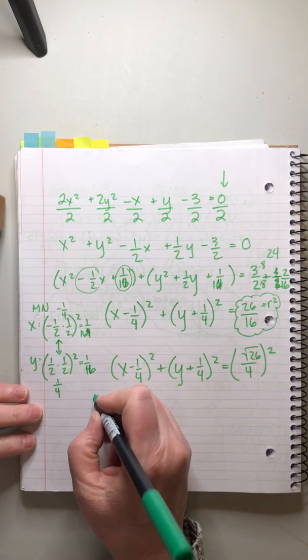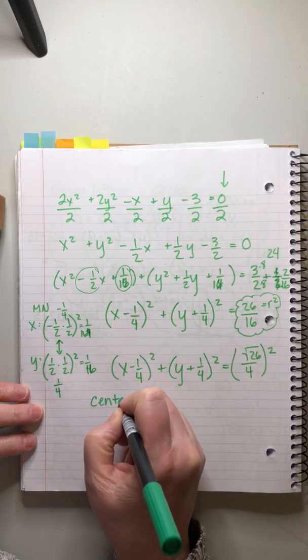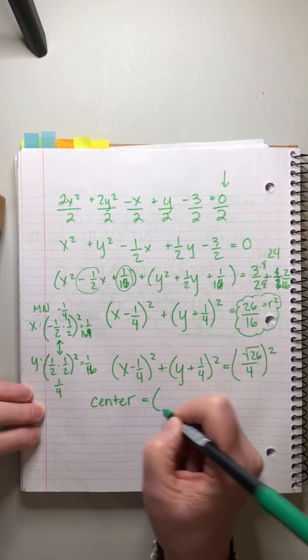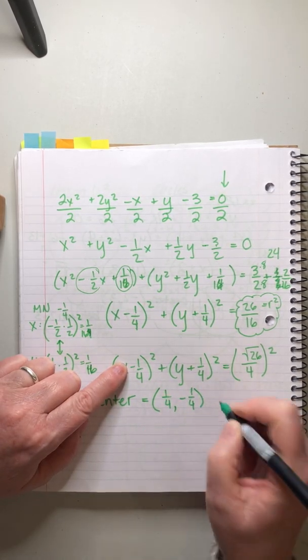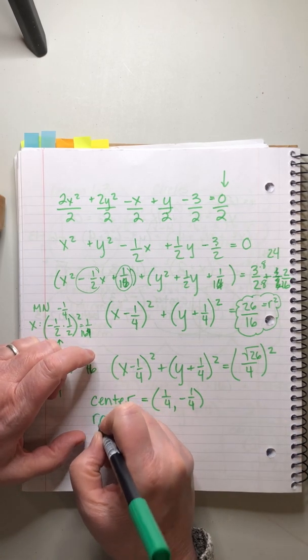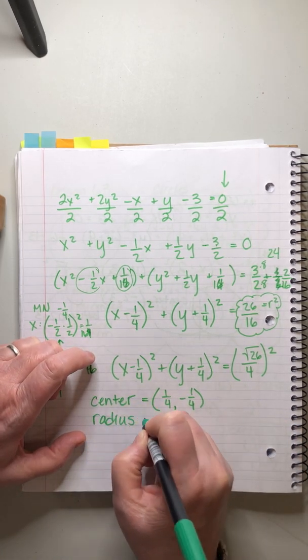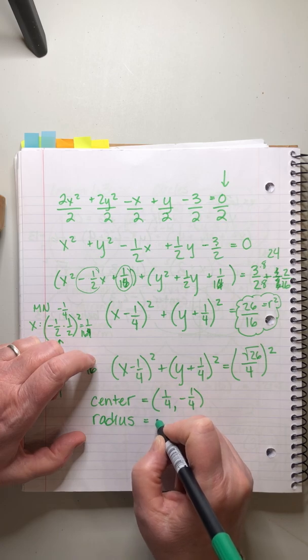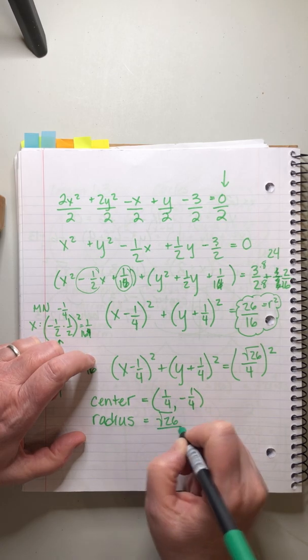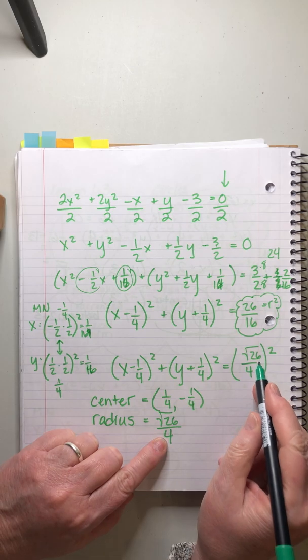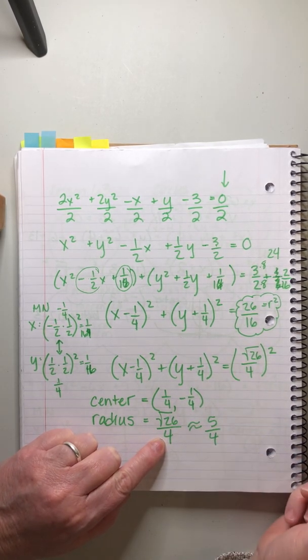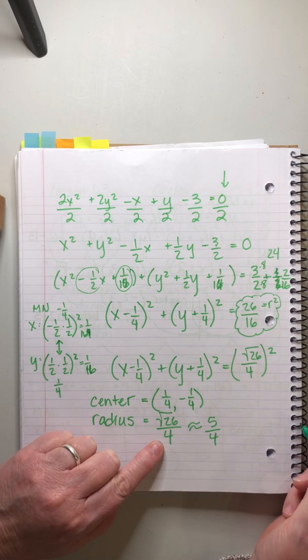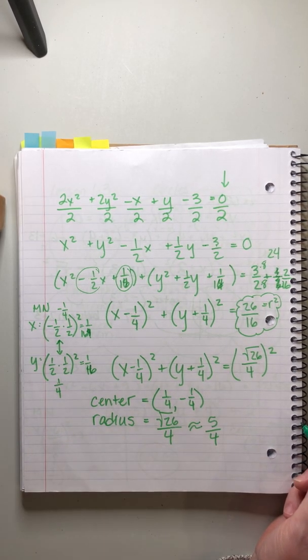Okay, so now what we know is that the center of our circle is point positive 1/4, negative 1/4, and the radius is square root of 26 over 4. Square root of 26 is a little bit more than 5, right? Square root of 25 is 5. So it's a little bit more than 5 over 4.